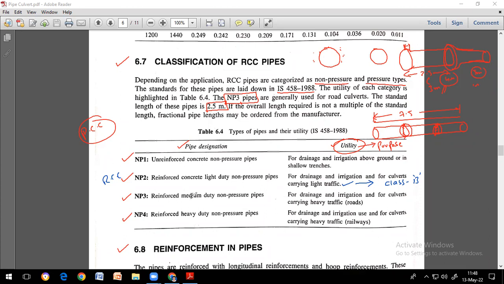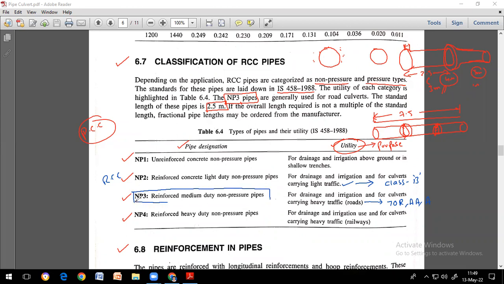And the next one is reinforced medium duty non-pressure pipes. Okay. For drainage and irrigation and for culverts carrying heavy traffics. Heavy traffics, and I can consider 70R, class AA and class A. All these I can consider as heavy road traffic vehicles. Okay, so this is how NP3 is majorly used for the roads.